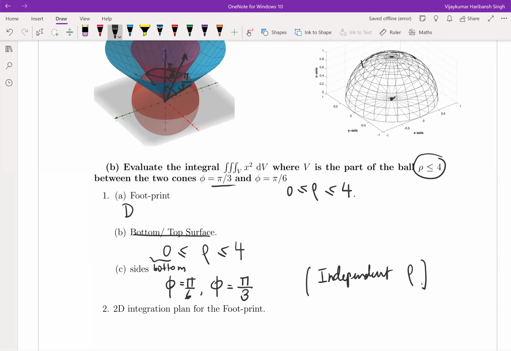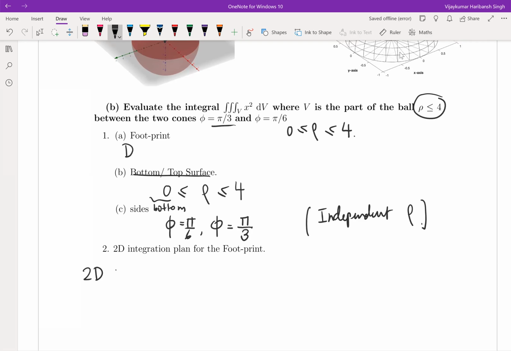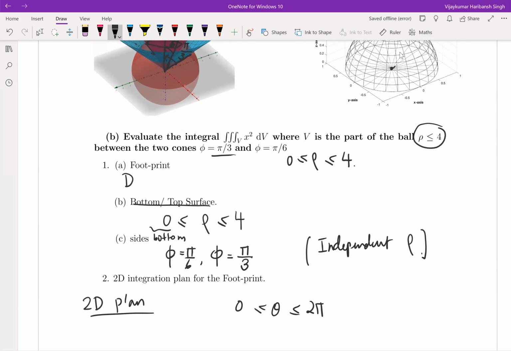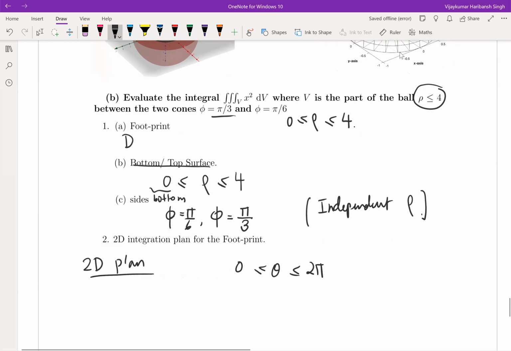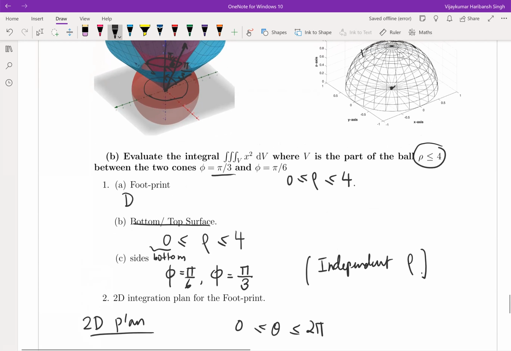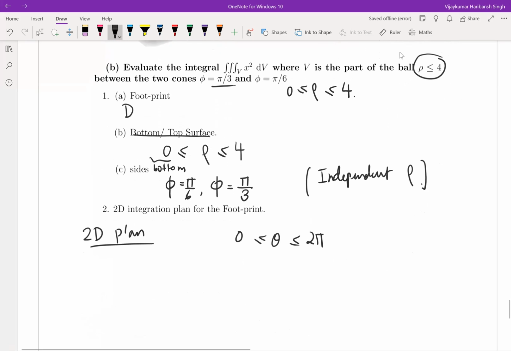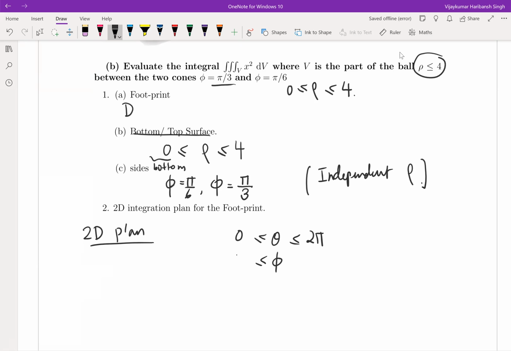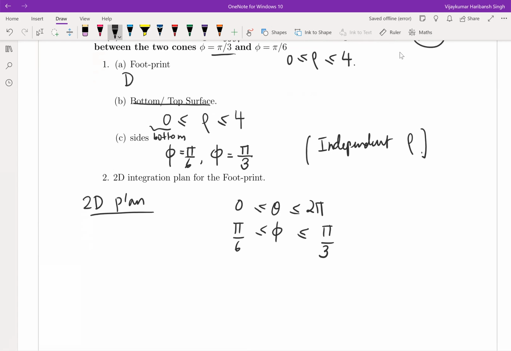So the 2D footprint plan is, your theta is between 0 and 2 pi again, right? So the projection, if you project any of these points, theta goes from 0 to 2 pi, and phi goes from pi by 6 to pi by 3. So this is our 2D plan.